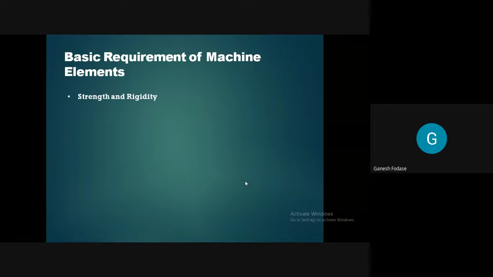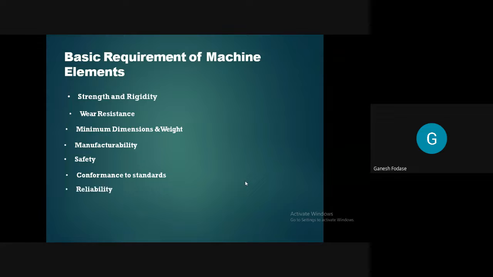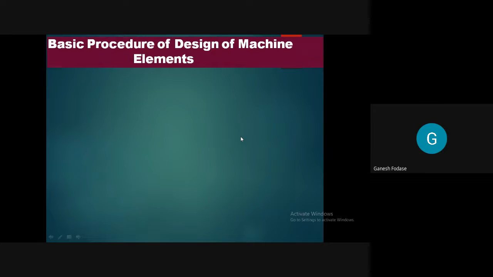Now, basic requirements. You must know about strength and rigidity, wear resistance, minimum dimensions and weight, manufacturability, safety, conformance to standards, reliability, maintainability, and minimum life cycle cost. Okay, they are just theoretical things, which I'm just going to discuss with you here.